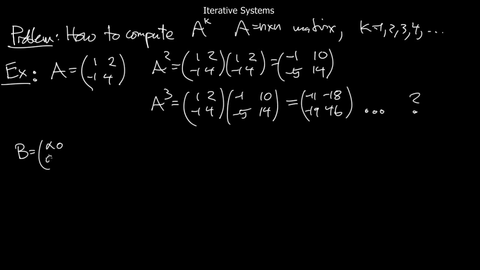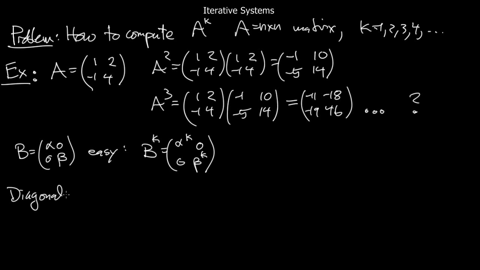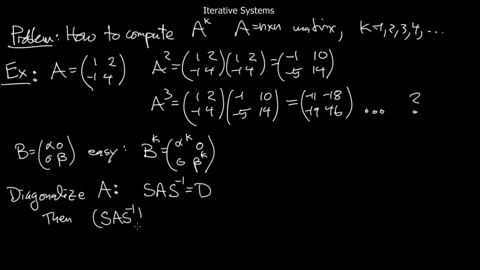Now, before I did an example where B was diagonal, so for example, if B was this diagonal matrix, then it's really easy. You're just taking the kth powers on the diagonal. And that should give us the hint about what we should do. If the matrix is diagonalizable, then you should diagonalize it. So if you're given a matrix A and you can diagonalize it, notice that it's very easy to compute the powers. So for example, if you take S A S inverse times itself, that's D squared.